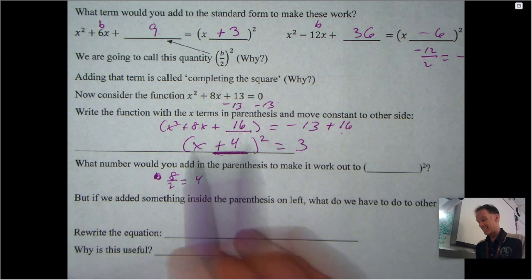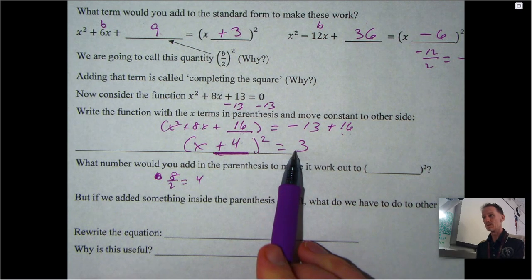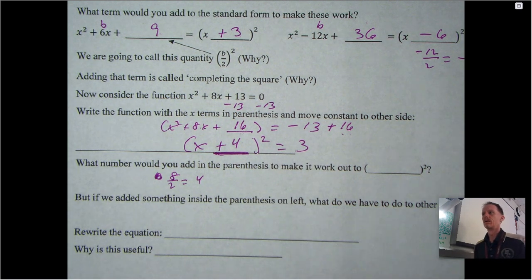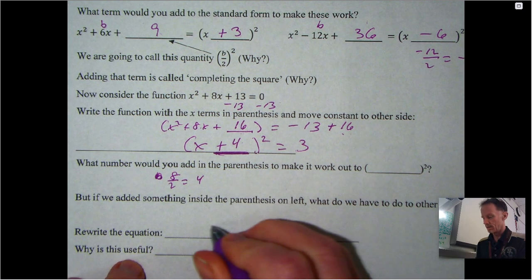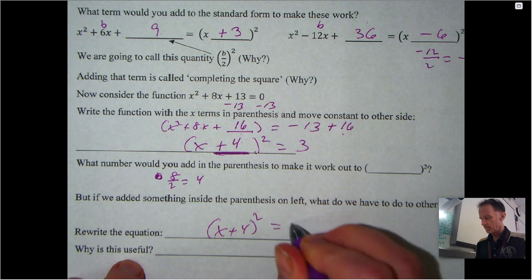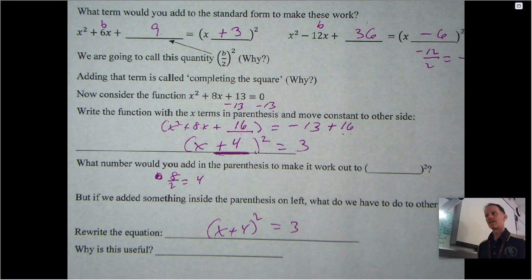And now this is easy to solve to find the solutions. I could bring this back to the other side, and now I have vertex form and everything else like that. So my final equation here would just be x plus 4 squared equals 3. Now, when we get into conic sections in future videos, we're going to have usually one more step to do after this, but we'll cross that bridge when we get to it. But this is going to be the main part of it.